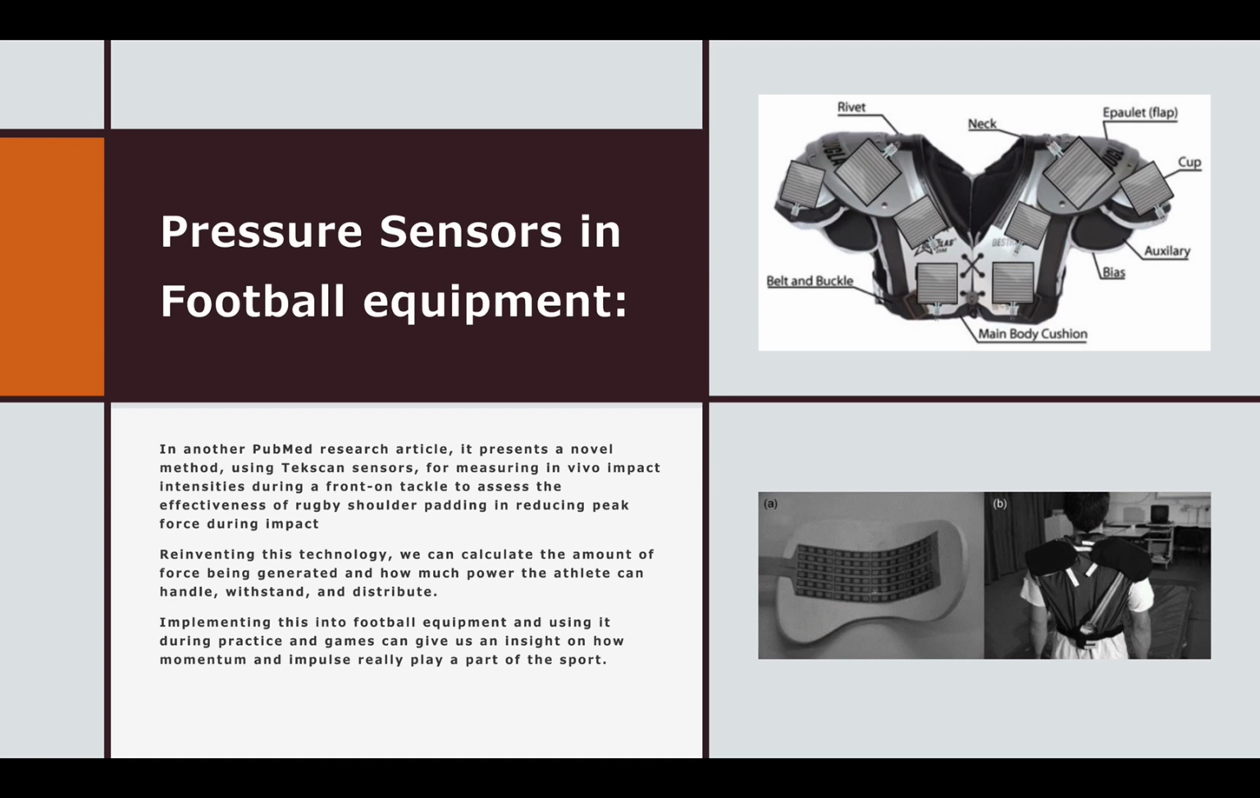So, pressure sensors in football equipment. In another PubMed research article, it presents a novel method using TechScan sensors for measuring in vivo impact intensities during a front-on tackle to assess the effectiveness of rugby shoulder padding in reducing peak force during impact, which also means preventing injuries. Reinventing this technology, we can calculate the amount of force being generated and how much power the athlete can handle, withstand, and distribute throughout their body. Implementing this into football equipment and using it during practice and games can give us an insight into how momentum and impulse really play a part in the sport.